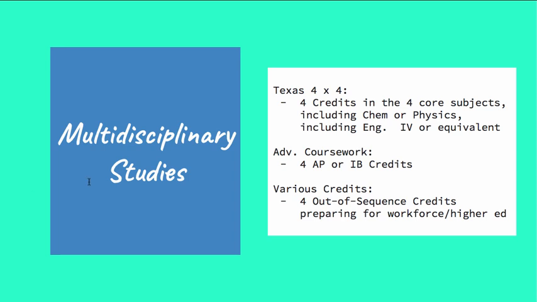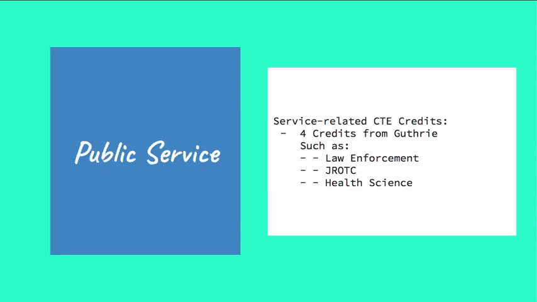Multidisciplinary, a lot of our students earn this, because basically if you're getting 4 credits in the 4 core subjects, including chem or physics, and including English 4 or equivalent, then you earn this one, and a lot of our students do. You could also get 4 AP or IB credits, so a lot of our students do that, or 4 out of sequence credits from the other endorsements that didn't actually satisfy one of those endorsements.